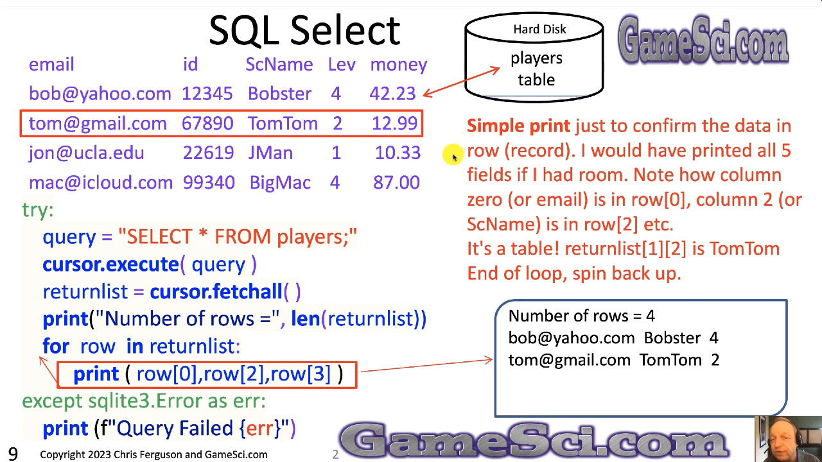Simple print just to confirm the data in the row/record. I would have printed all 5 fields if I had room, but I don't have room. Note how column 0, or the email address, is row 0. Column 2, or the SC name, screen name, is in row 2, etc. It's a table. If I went to return list 1, 2, it's TomTom. Row 1, column 2 is this field right there. We've hit the end of the loop after we print this message out. It's time to spin back up and go to the for loop again.